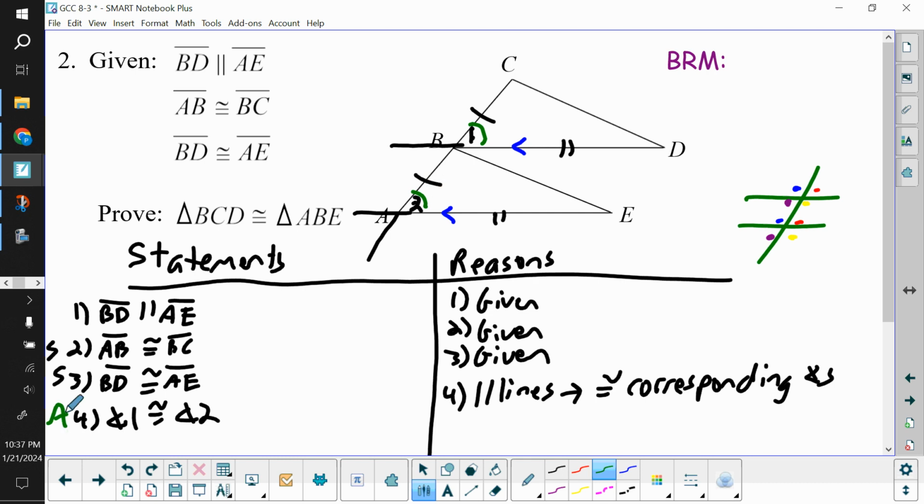Now, just because it says SSA over on the left does not mean it's SSA in the picture. We got to look in the picture and see. We have two sides, and that green angle is right in between the two sides. So this is, in fact, side angle side, which is one that works. And our statement is just what we want to prove. Triangle BCD is congruent to triangle ABE.